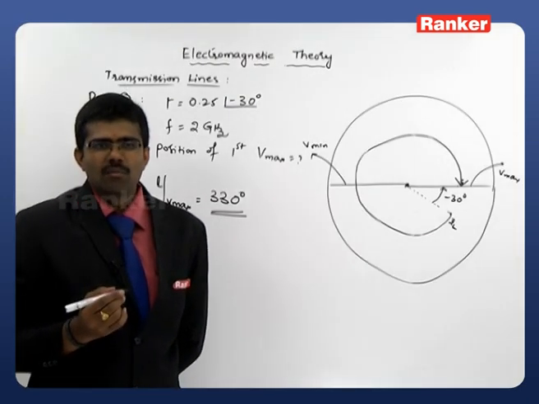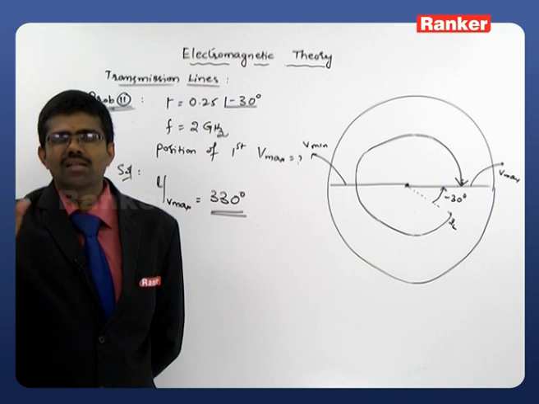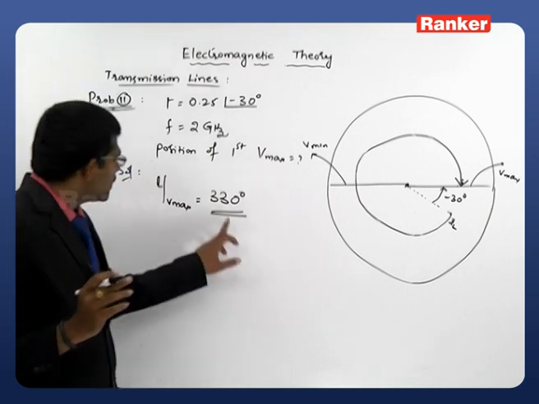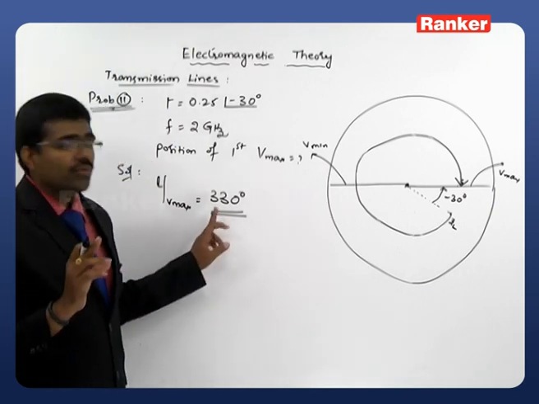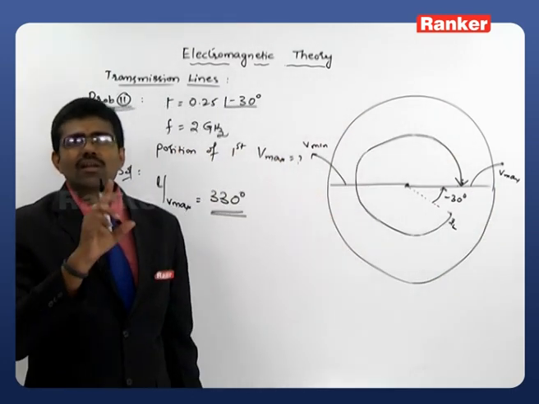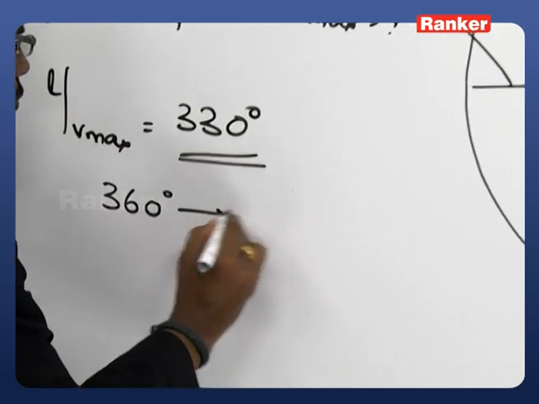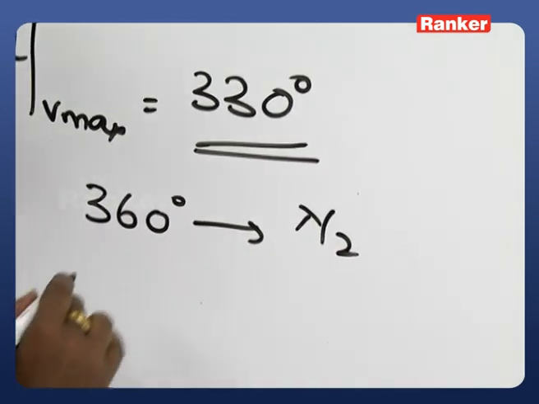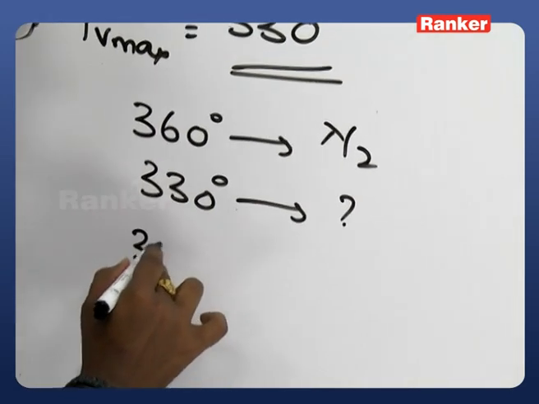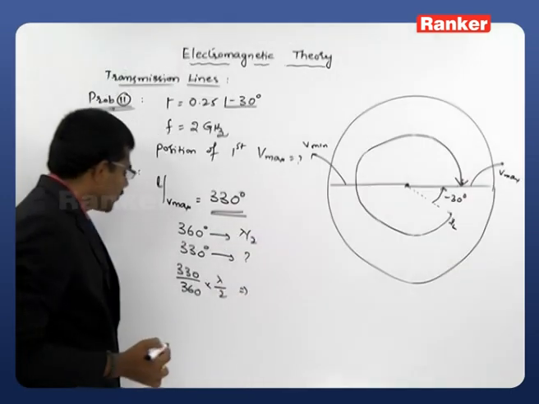It's a very simple one. But in the options, there are no degrees. Only lambdas or simple values are given to us, like 11 by 176 or 55 by something, right? So you have to convert this angle into normal values. For that, correlate once again. One complete rotation around our Smith chart equals traveling a distance of lambda by 2. That is, 360 degrees corresponds to lambda by 2, right? Then 330 degrees corresponds to 330 divided by 360 into lambda by 2. That's what we are supposed to calculate.